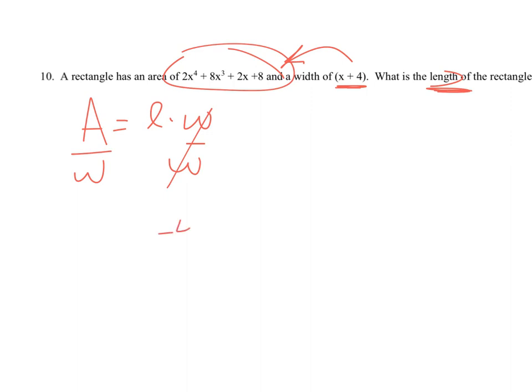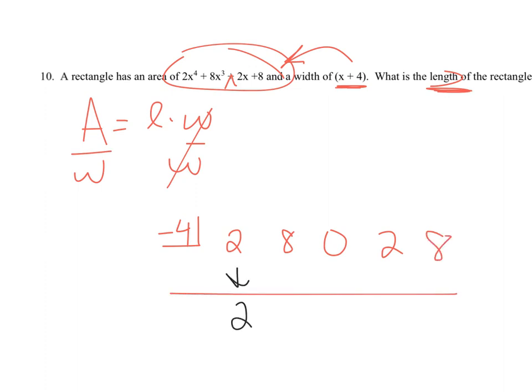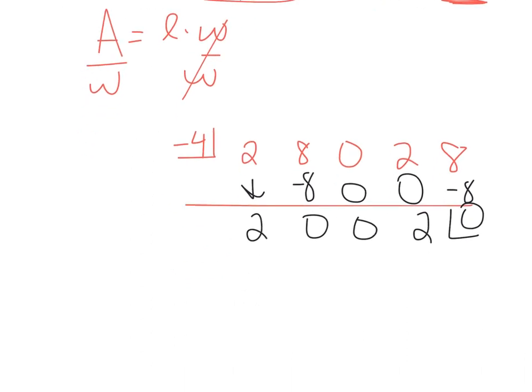To do that, I'm going to use synthetic division and put negative 4 in the box. I'll take my coefficients of 2, 8. I'm going to put a 0 here because there's a missing x squared, and then 2 and 8. I'm going to drop down my 2, negative 4 times 2 is negative 8, add 0. Multiply negative 4 times 0, 0, add 0. Negative 4 times 0 is 0 again. Add, you get 2, and negative 4 times 2 is negative 8. You get 0, which is supposed to happen because it's the length times the width, which gets you the area. So there shouldn't be a remainder.